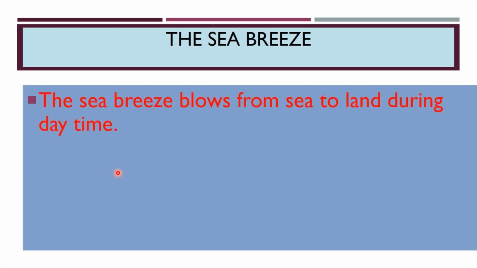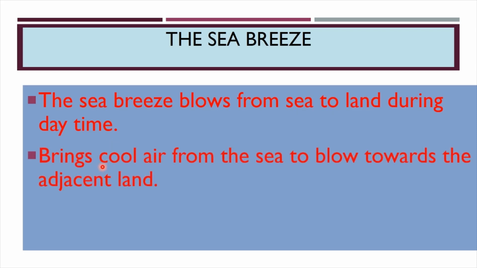Sea breeze blows from sea to land during daytime. You know that the sea gets heated very slowly, but land gets heated very fast. As the sun shines, land gets heated very fast, so the air around the land goes upward as it is heated. When there is high pressure over the sea area, sea water level, there is a tendency to come to land during daytime. That is why sea breeze blows from sea to land during daytime.